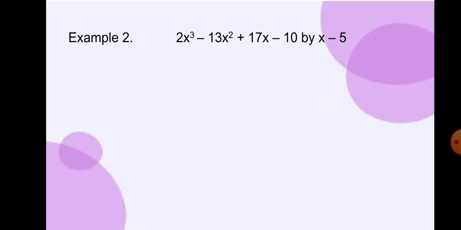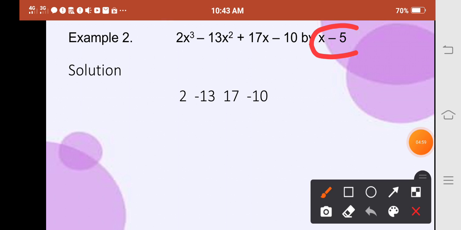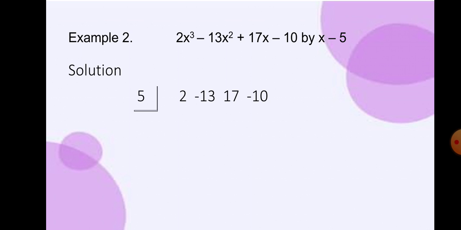For this second example, we are going to visualize it clearly by solving this equation: 2x cubed minus 13x squared plus 17x minus 10, divided by x minus 5. So write the coefficients in this equation: 2x cubed minus 13x squared plus 17x minus 10. The solution will be 2, negative 13, 17, and negative 10. The second step is to write the r from the divisor x minus r. Write only the value of r, so the solution will be positive 5. The third step is to bring down the first coefficient, which is 2.